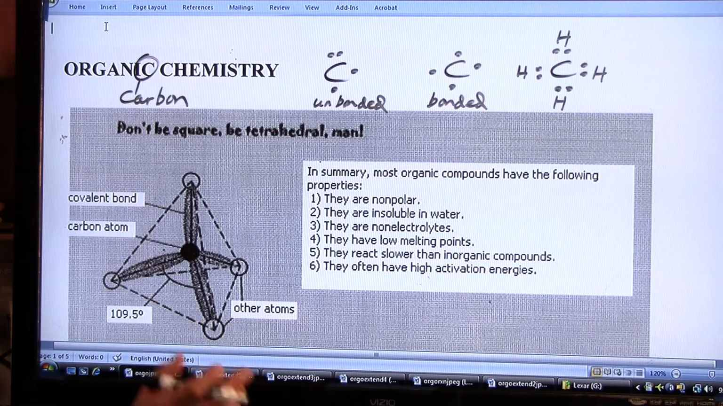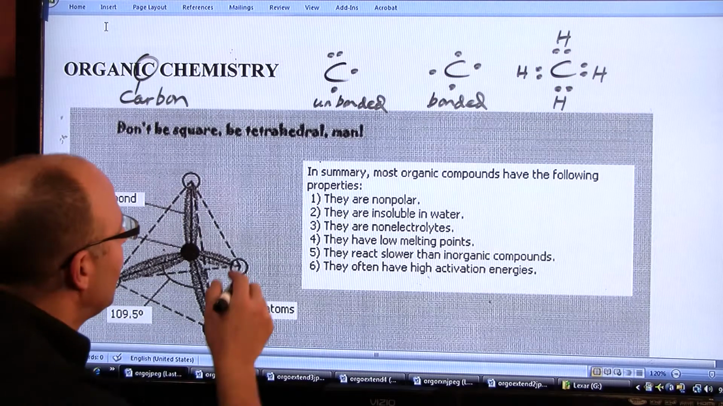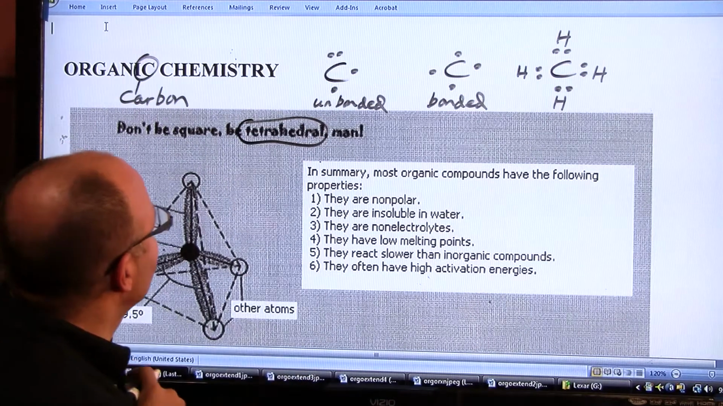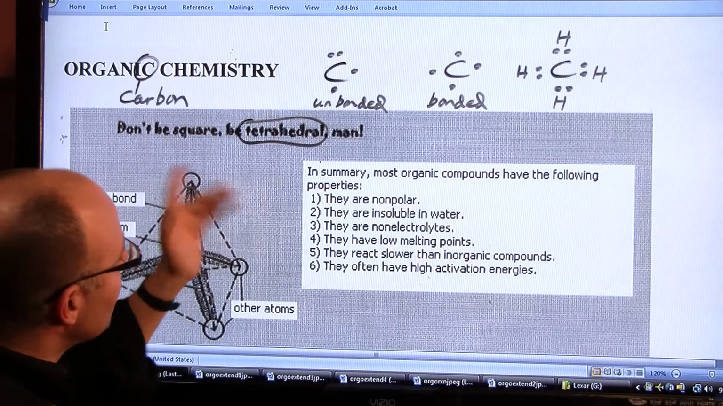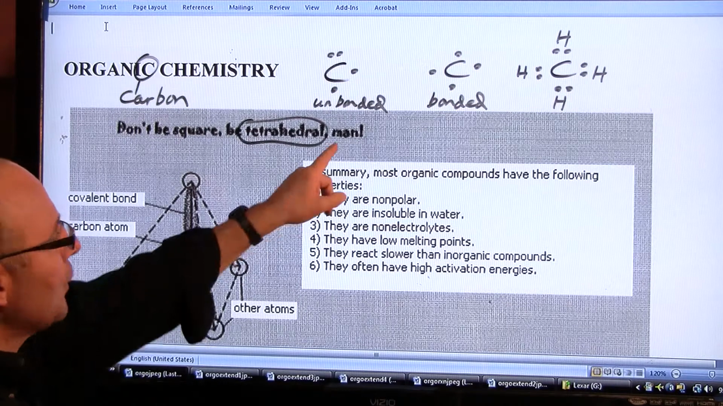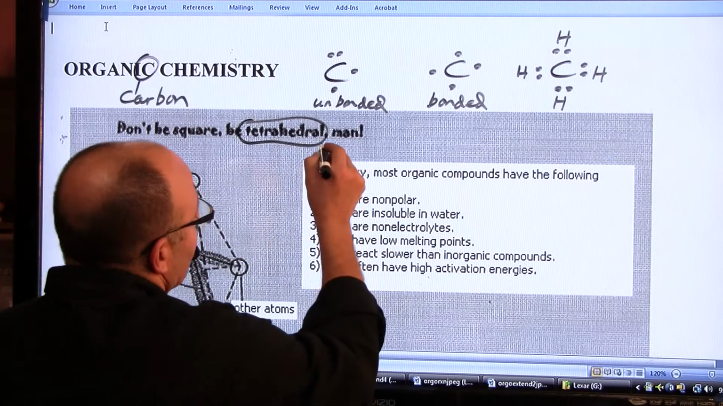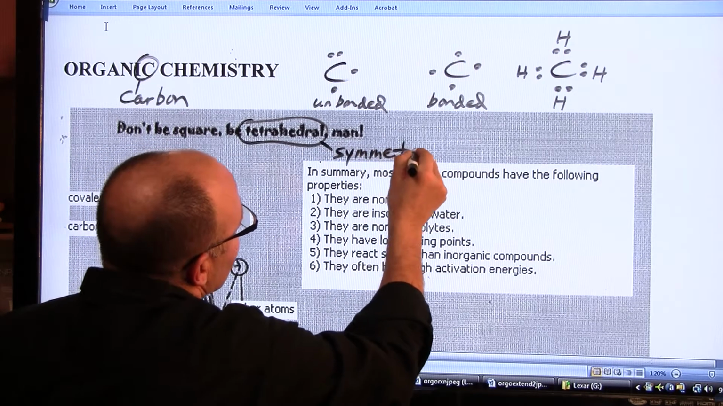All right, so if any of that stuff that I just said is unfamiliar, do not worry. The main point here is tetrahedral. Whether you find this funny or not, don't be square, be tetrahedral, man. This is something a friend of mine used to say all the time, but I threw in the man to spice it up. And tetrahedral is a symmetrical shape. That's the main thing you want to know.